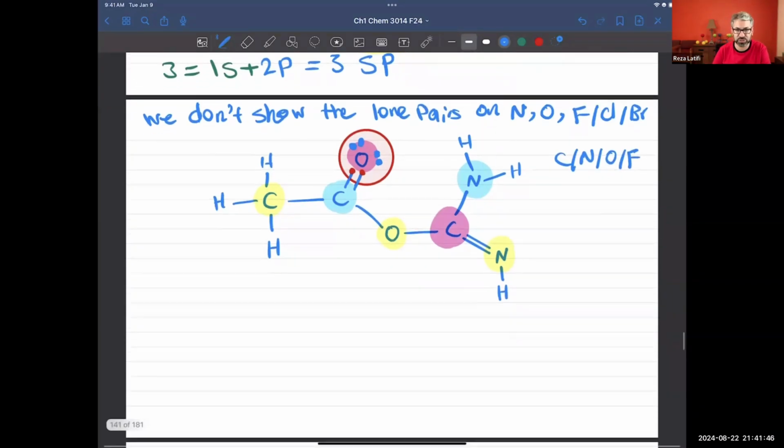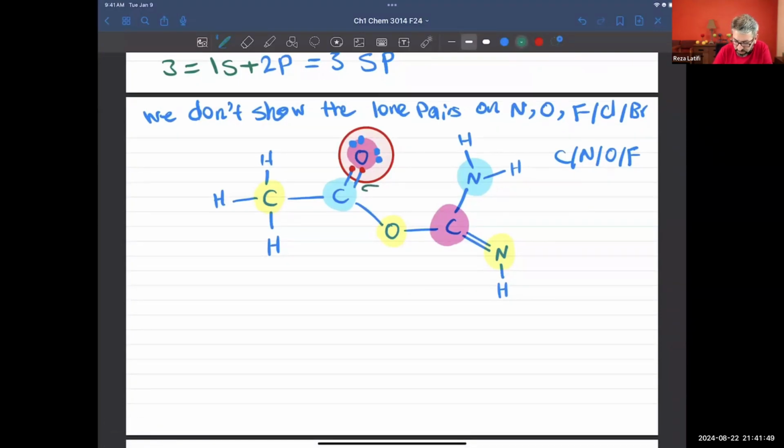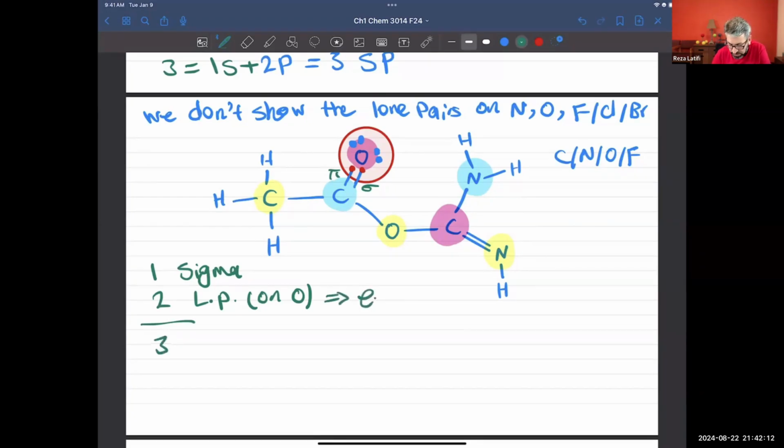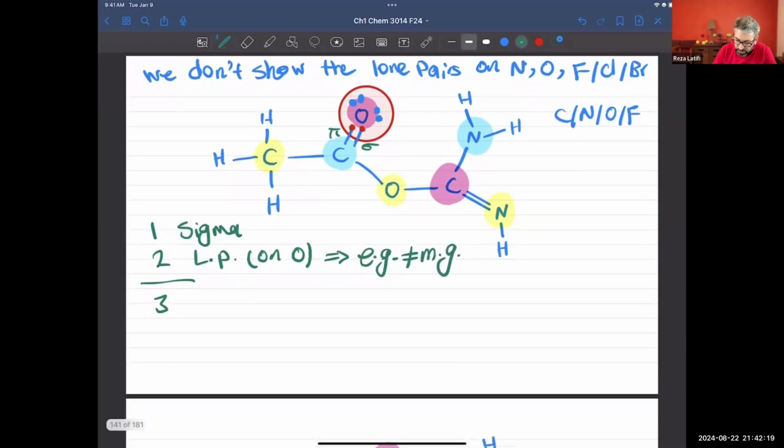Now let's talk about oxygen. How many sigma bonds do we have? We have 1 sigma bond, and that's a pi bond. So we have 1 sigma. How about lone pairs on oxygen? We have two lone pairs. So sigma plus lone pair equals 3. This time we do have lone pairs, so the electron geometry is not going to be equal to the molecular geometry. Next, what's going to be the hybridization? 1 from S and 2 from P gives you 3 orbitals, S1 and P2. So the hybridization is going to be sp2.